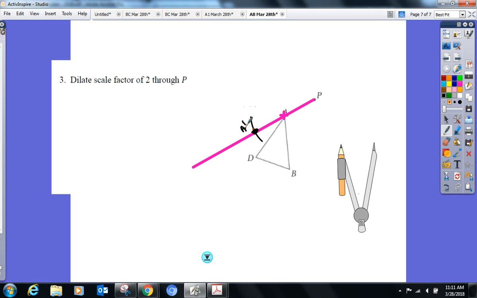So D is going to get further away. B is going to get further away. It does not get closer. It does not go on the other side of the point I'm dilating through. All right, it does not go on the other side. It stays on the same side. Just gets further away, or closer if the scale factor is between 0 and 1.